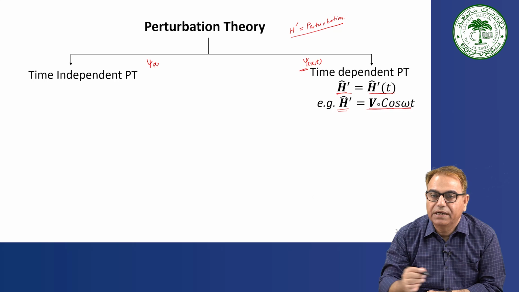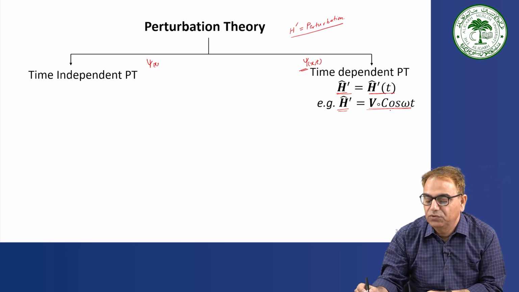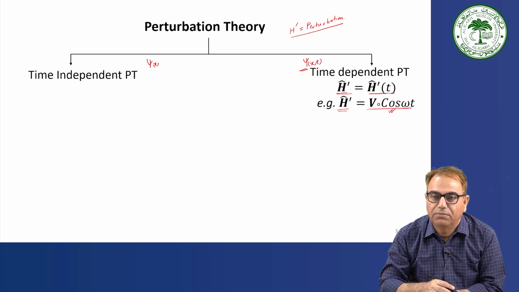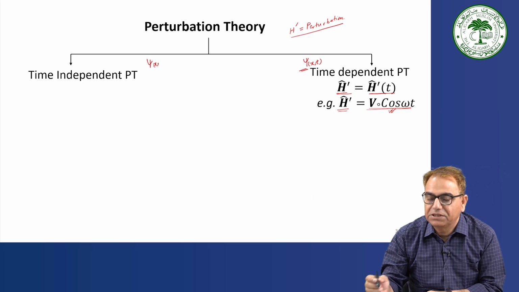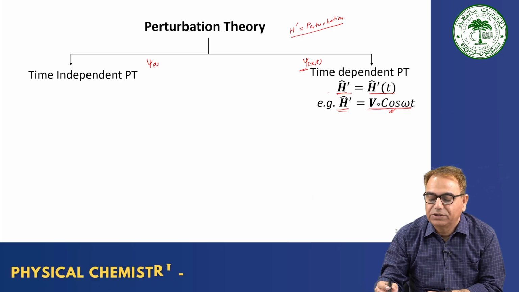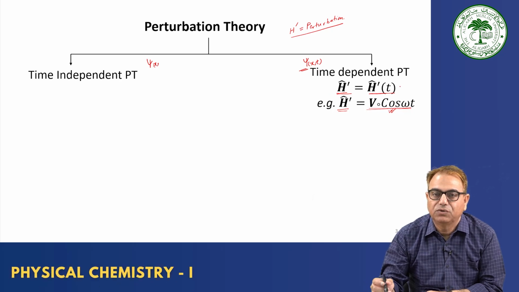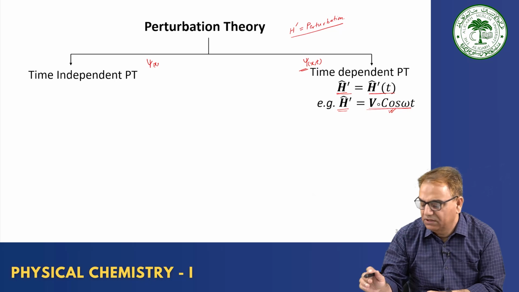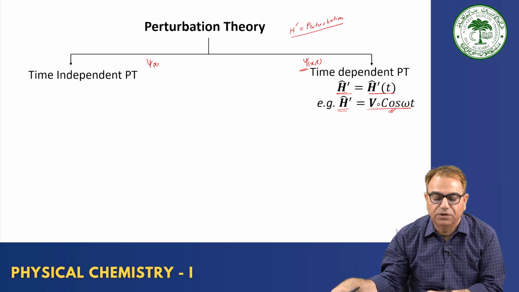When a molecule interacts with electromagnetic radiation, we use this equation, and that gives you the transition probability between the energy levels. This transition probability is important in all spectroscopy, from which you derive selection rules. So time dependent perturbation is used to give you the transition probability. This we will see whether we can do it or not.